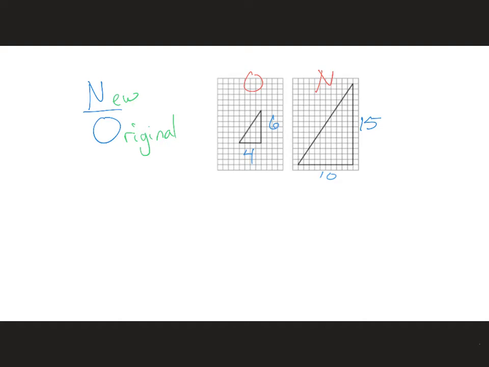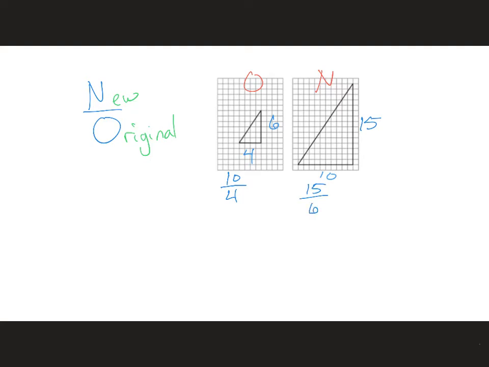So in this case, our triangle is getting bigger. Now I would write my ratio, and I can choose whichever side I want to, but I need to make sure that I'm choosing the same sides. So in this case, I'm going to choose 4, which is my original, and then my new is 10. And then I could also have another ratio of 15 over 6.